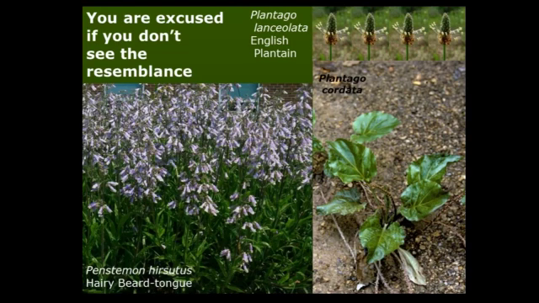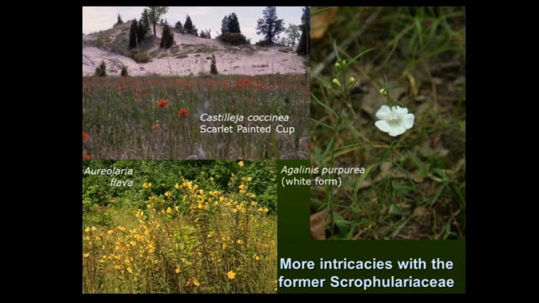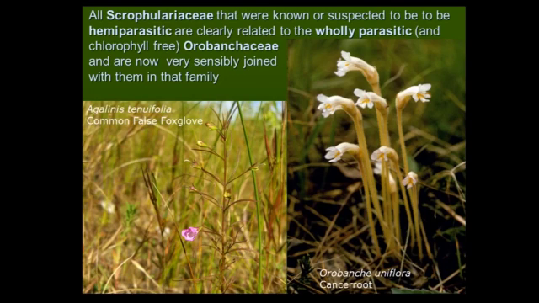Lots of families turned out to be pretty heavily impacted. Scrophulariaceae no more. Penstemons are actually plantains with makeup. They're plantains that have made up their flowers to look gaudy and showy to attract bugs. So that's kind of surprising, but the molecules don't lie. So there's your penstemon, and there's your plantain. There's a bigger plantain. You're excused if you don't see the resemblance. It's in their genes. And there's actually a lot more to it than that.